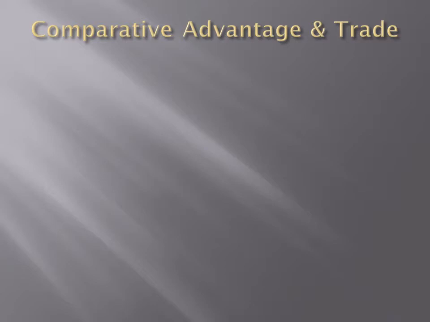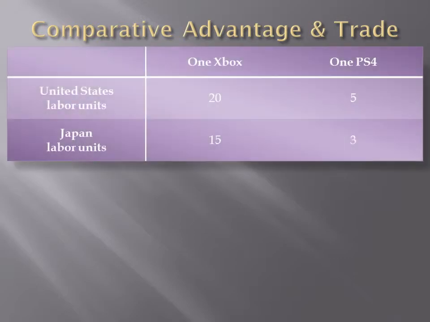In economics, the law of comparative advantage demonstrates that if one country has the absolute advantage over all goods, they would still benefit from trade. With this example, I'll show you why. We'll start by finding out who has the lowest opportunity cost.